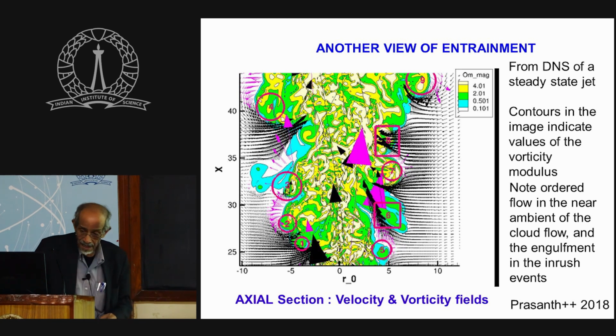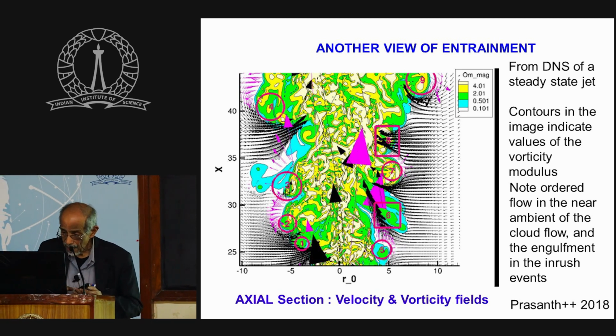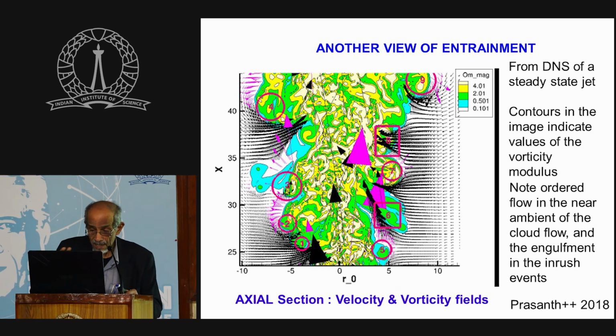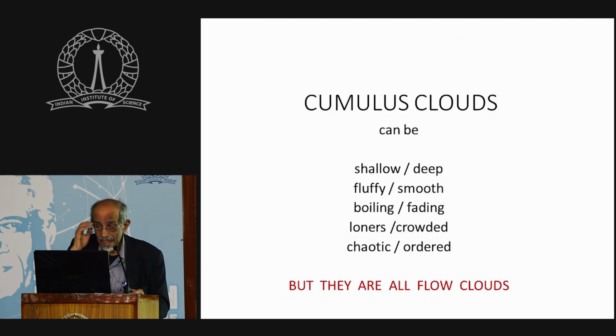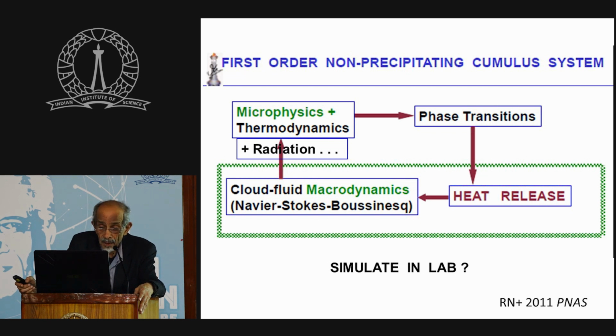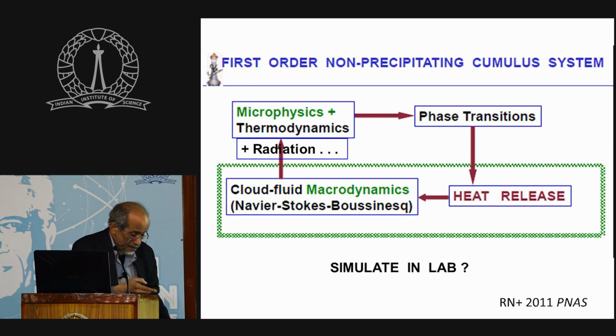Now we've made a detailed study of how this happens in jets using DNS, so that we have all the variables we want, including the vorticity, velocity fields, and so on. And we really can't say that in clouds with great confidence. There are different kinds of cumulus clouds, shallow and deep, fluffy and smooth. We saw some of those pictures there: boiling, fading, crowded, chaotic, and even ordered. They're all flow clouds. They make for the dynamics a closed circle like this. They all depend on each other. So these are all part of the problem.